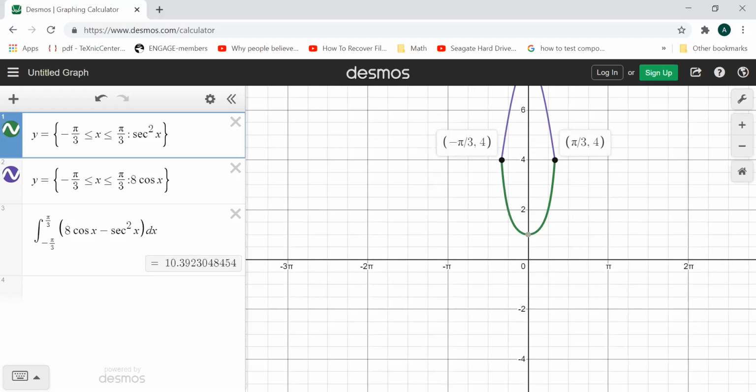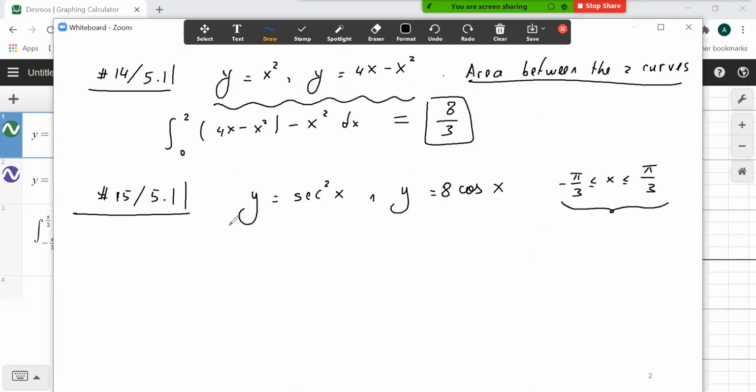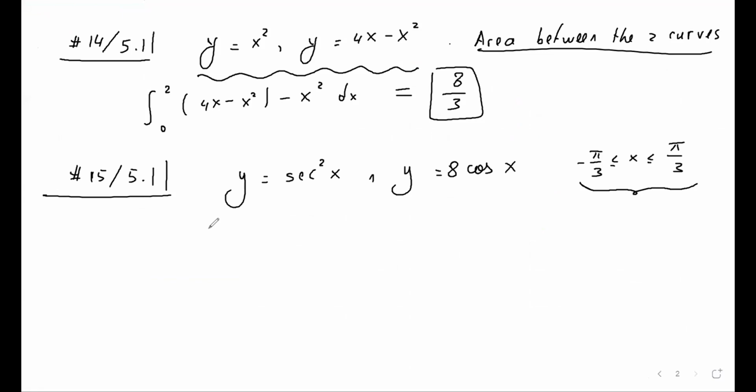So let's go back to our whiteboard, and let's see how to find the integral. So we're looking at the integral from negative pi over 3 to pi over 3, and the function to be integrated is 8 cosine x minus secant squared x dx. So this is something that I can evaluate as follows.